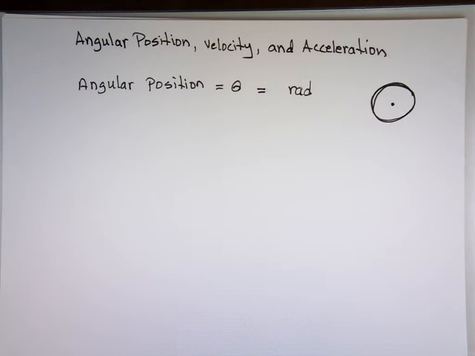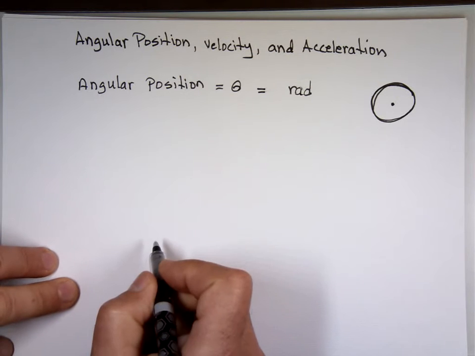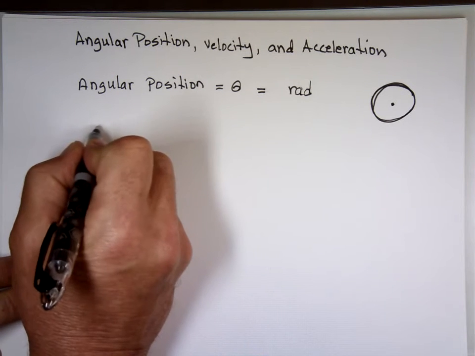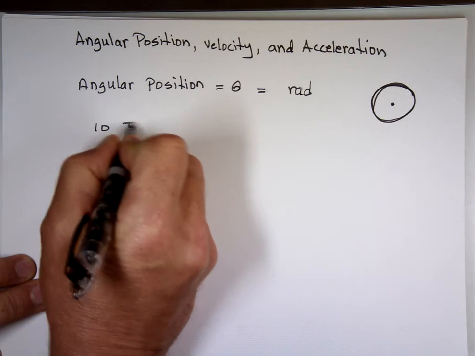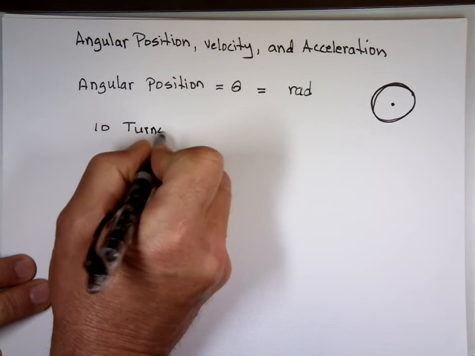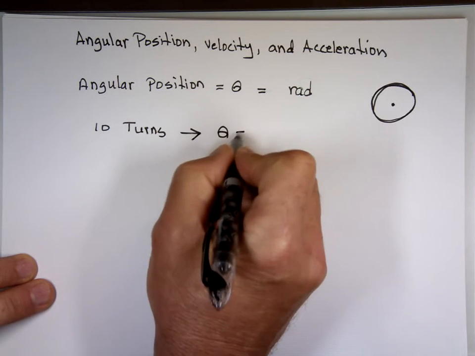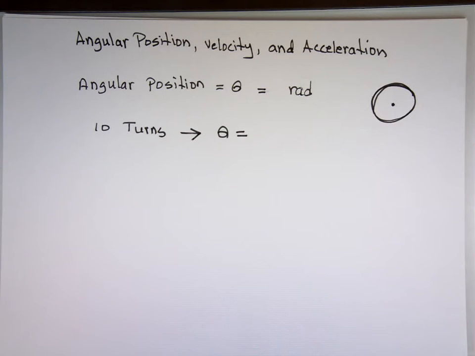The distance is measured in radians. Radian per second is the speed. So your distance is measured in radians. For example, you're on the merry-go-round here, and you did 10 turns. Can you tell me what your theta is, or your angular position? How far did you travel?